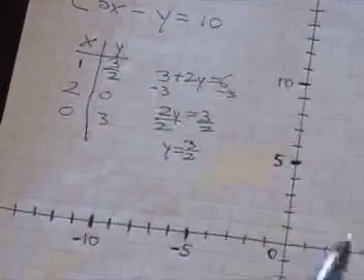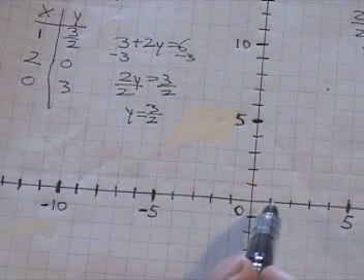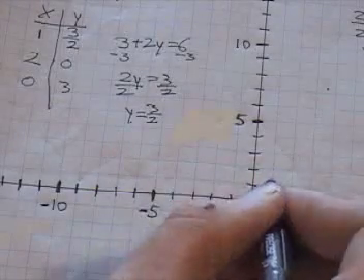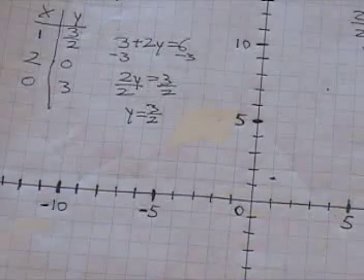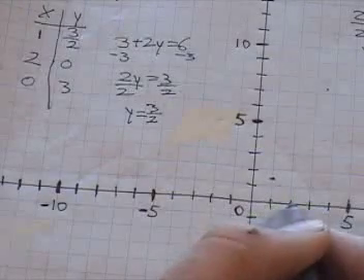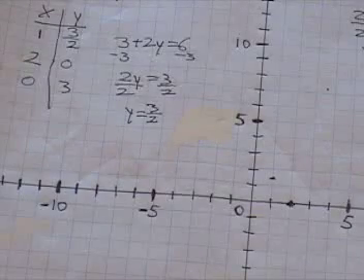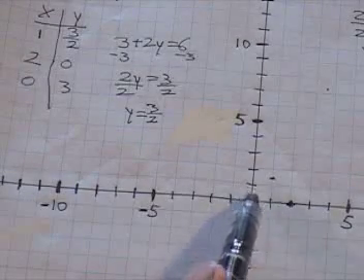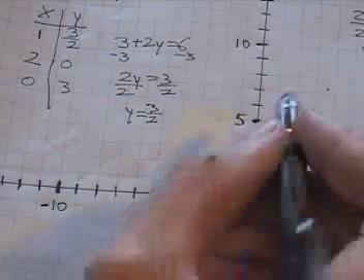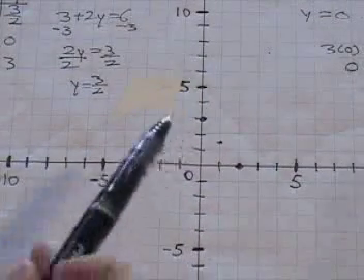So when we go 1 over for the first one, 1 over, and then pretty much 1.5 up. That's what 3 over 2 is. Right here. So the next one is 2 over and 0 up. So that's right here. The last one is 0 over and 3 up. So we're not going anywhere horizontally, but we're going up 3. Alright, so now you can sort of see what this line is going to look like. It's just going to be a line like this.